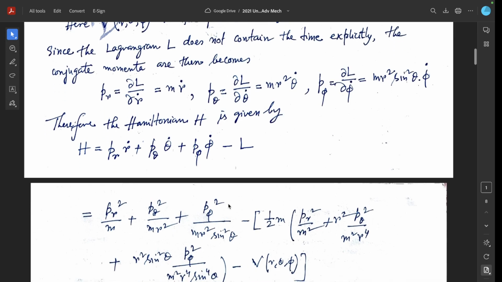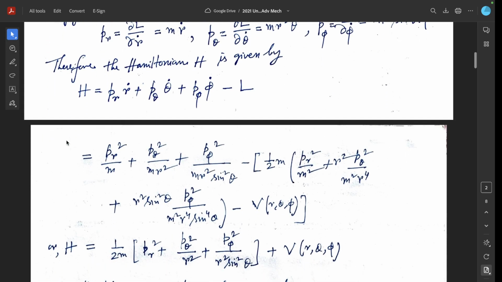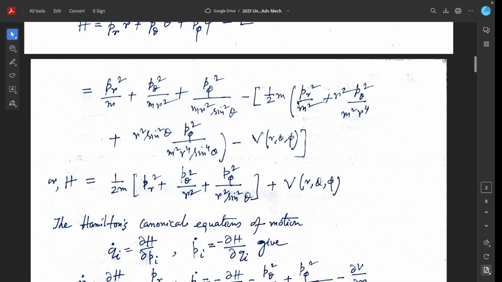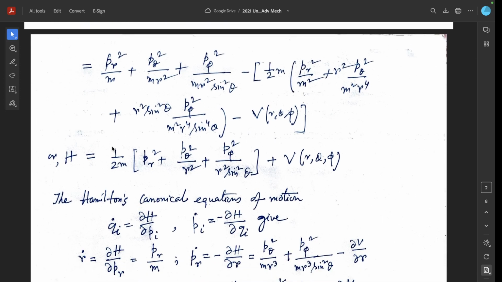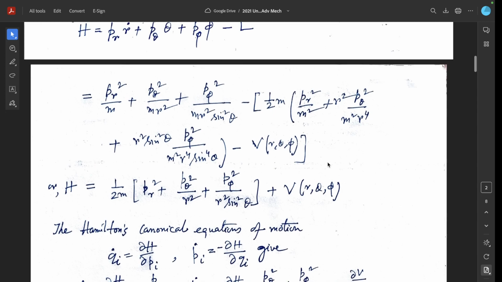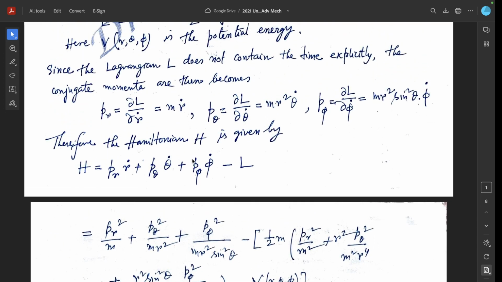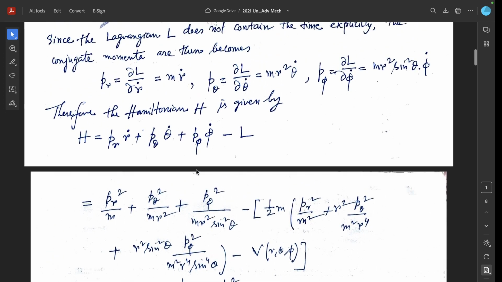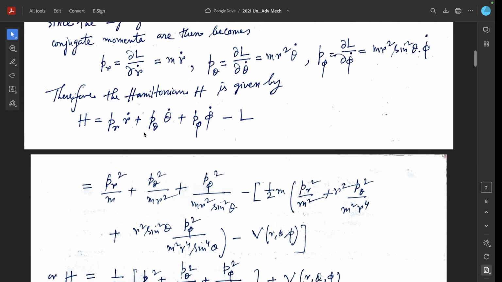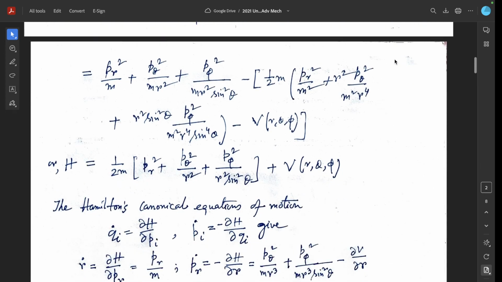Therefore, the Hamiltonian H is given by H equal to p r r dot plus p theta theta dot plus p phi phi dot minus L. So after simplification, we get this is equal to 1 by 2m (p r square plus p theta square by r square plus p phi square by r square sin square theta) plus V(r, theta, phi). Here we use the values r dot equal to p r by m, theta dot equal to p theta by m r square, and phi dot equal to p phi by m r square sin square theta.